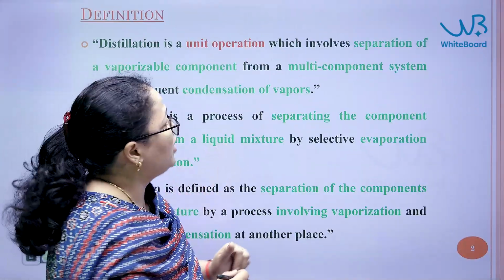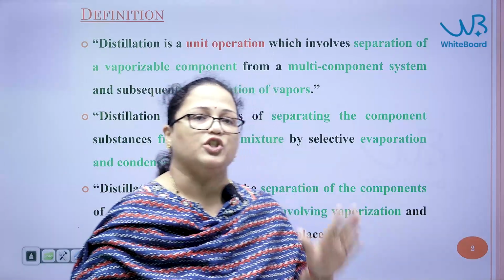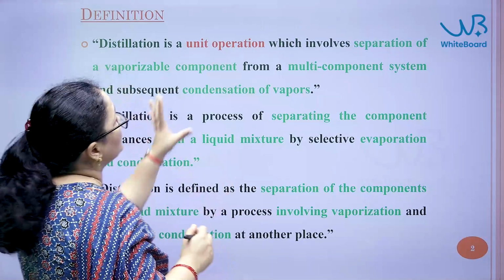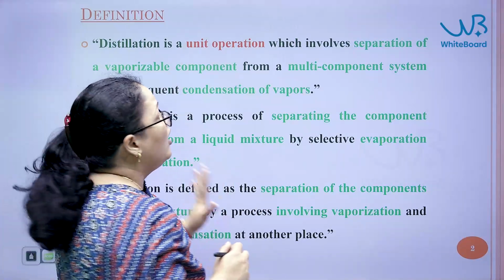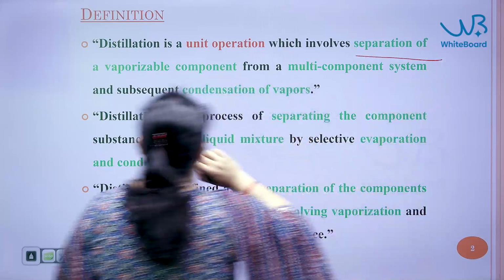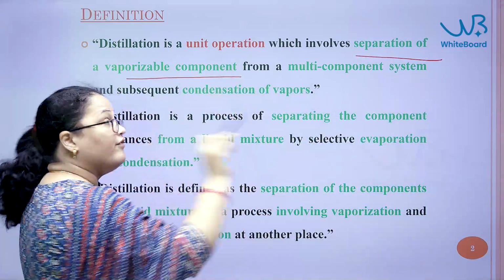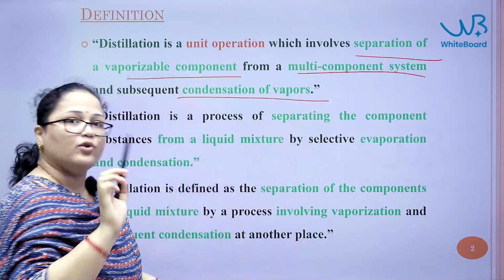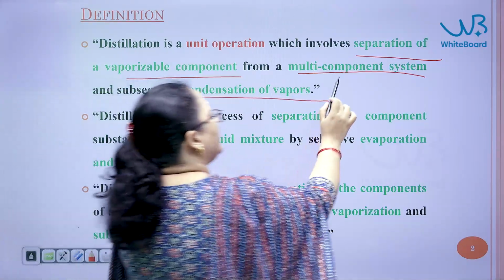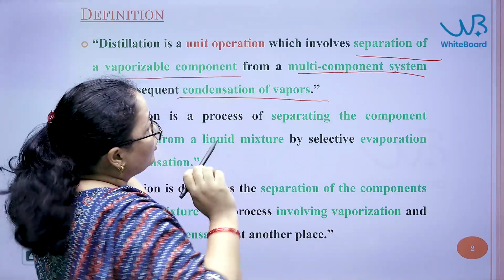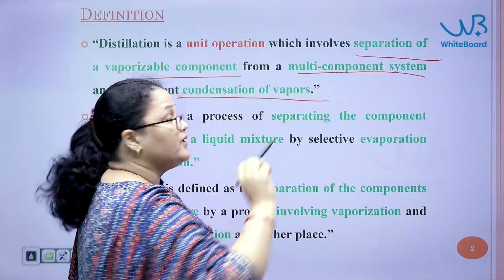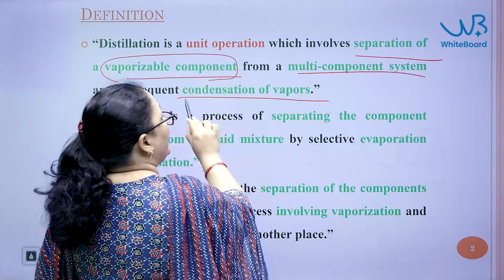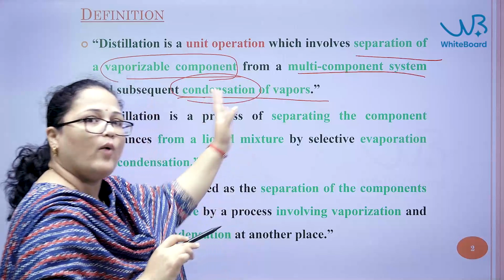So coming to the distillation, we have some 3 to 4 definitions you can study in detail. Now coming to the first definition, basically the distillation process is a unit operation technique. Okay, so it involves the separation of a vaporizable component from a multi-component system and subsequent condensation of a vapor. So here you can see, you're taking a multi-component system, and you are using a separation technique, okay, by vaporization as well as by condensation. So this is one definition.